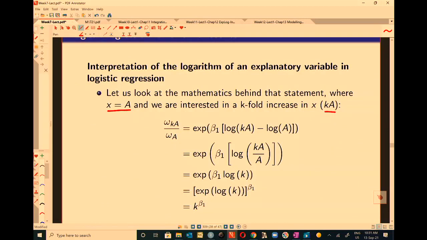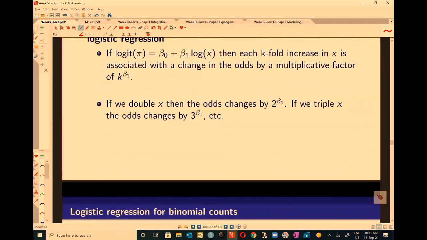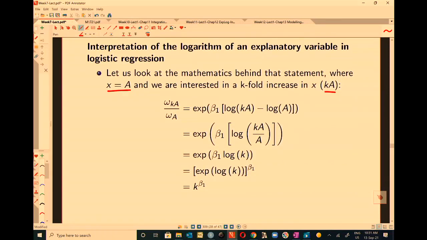So I'm looking here at the odds ratio, omega ka over omega a. So it's beta 1 log ka minus log a, because in the equation for the odds, the ratio becomes e to the beta 1 log ka on top and e to the beta 1 log a on the bottom, and we know that e to the a over e to the b is e to the a minus b, using properties of exponentials.